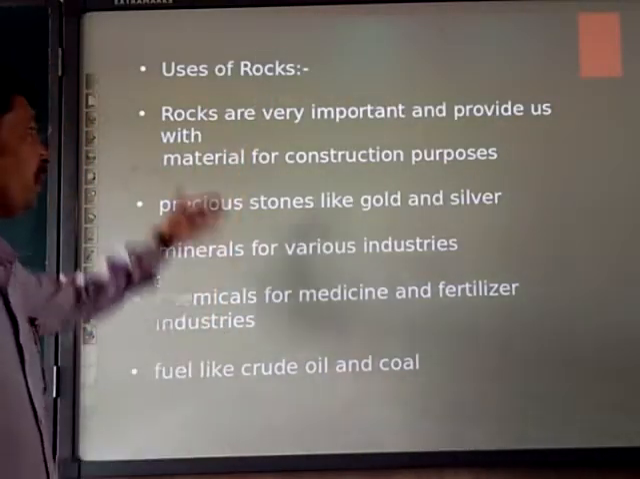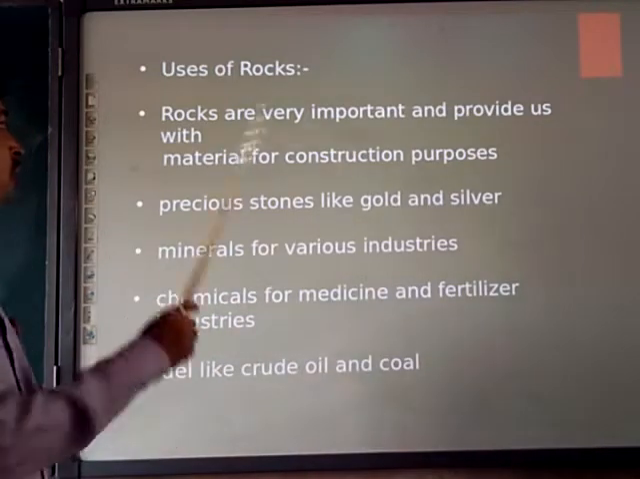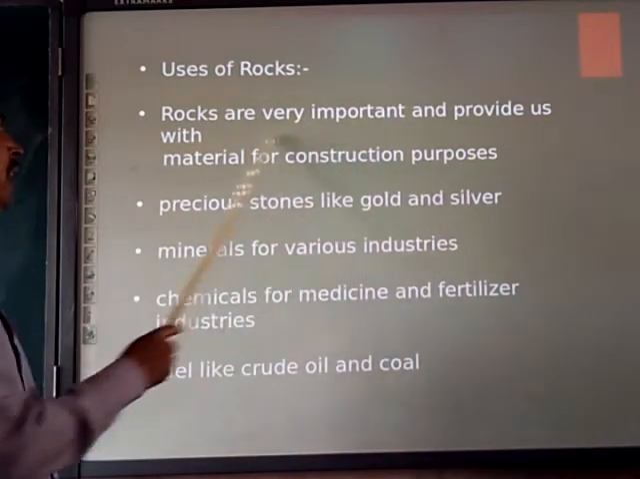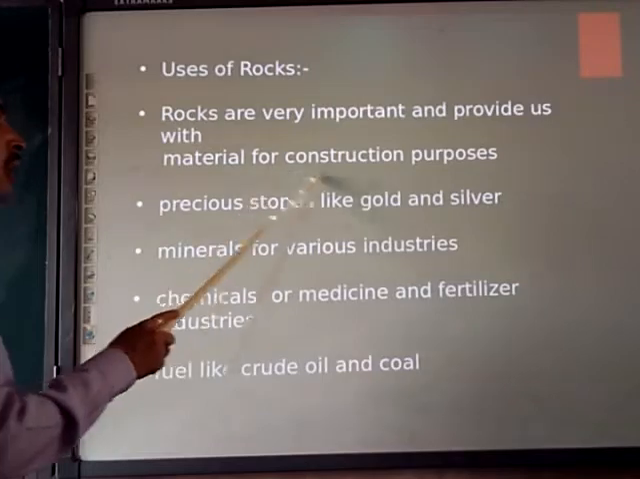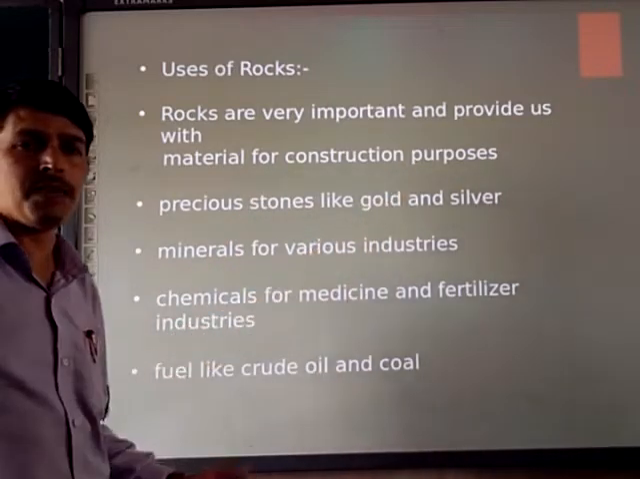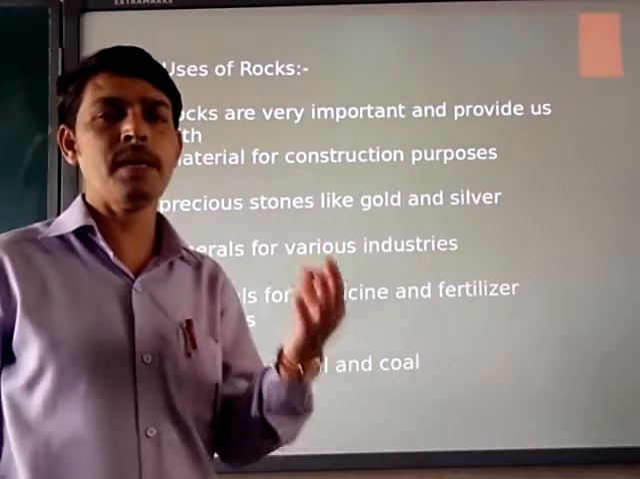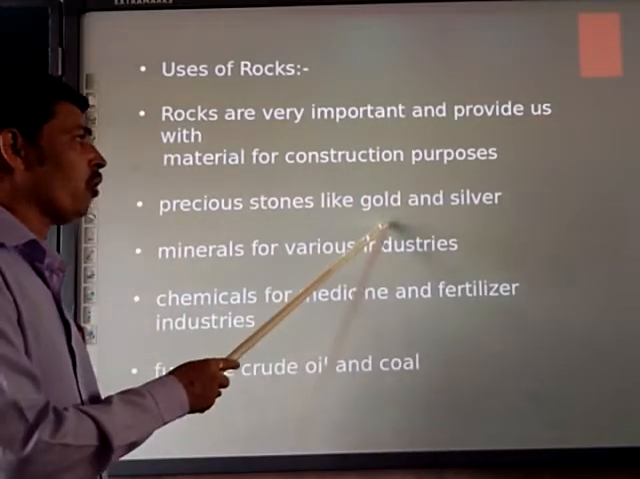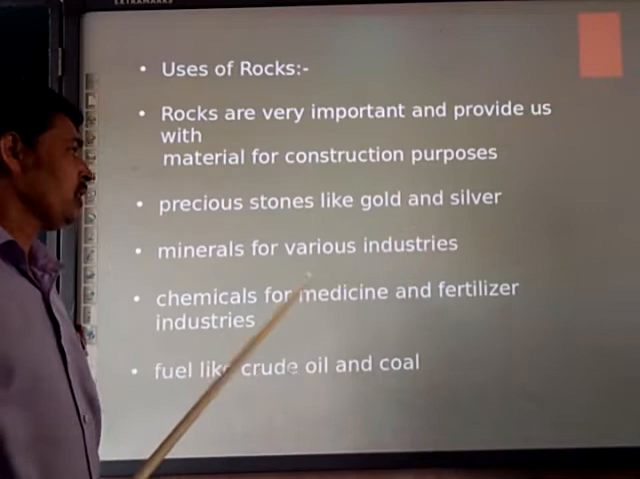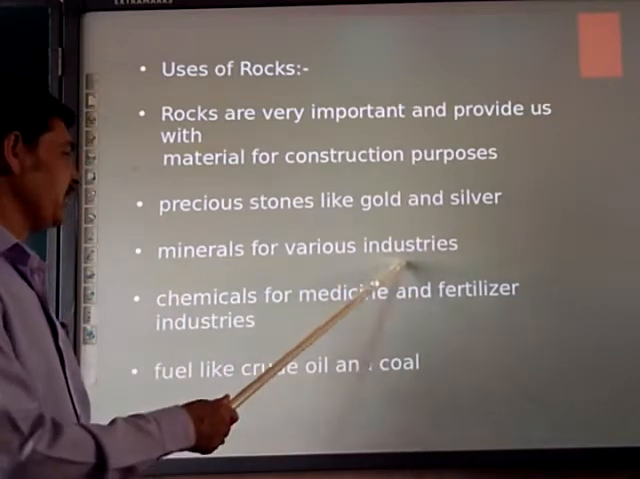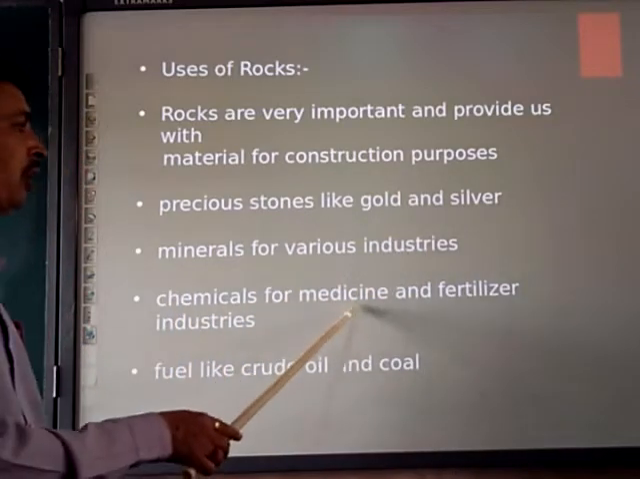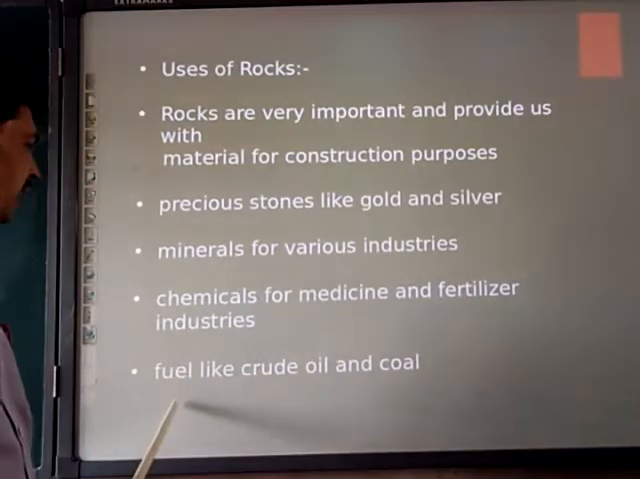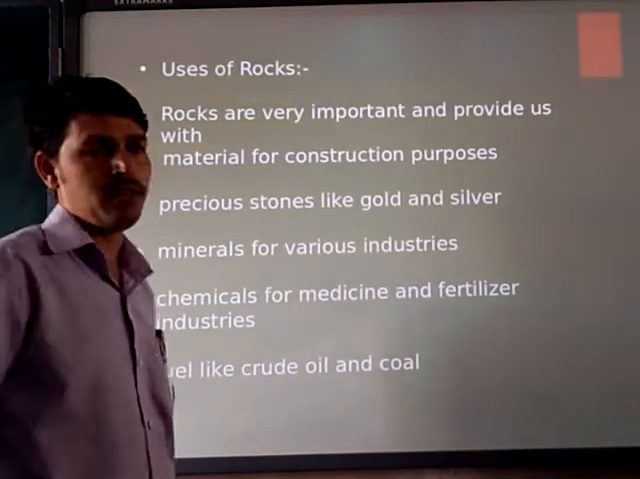Uses of rocks. We will see more uses of rocks. Rocks are very important and provide us with material for construction purposes, as we discussed, in the roads, in the buildings, in the houses. We are using precious stones like gold and silver, minerals for various industries, then chemicals for the medicine and fertilizer industry, and fuel like crude oil and coal.